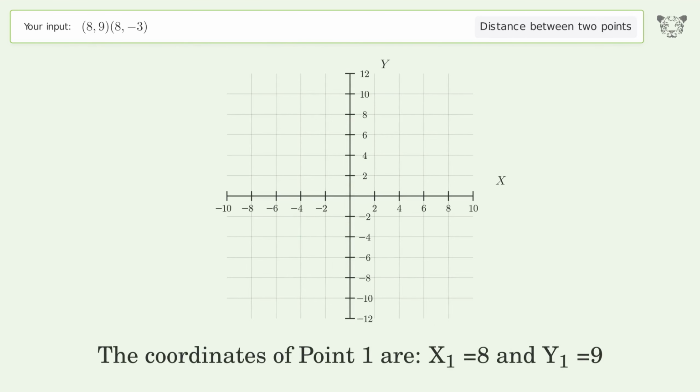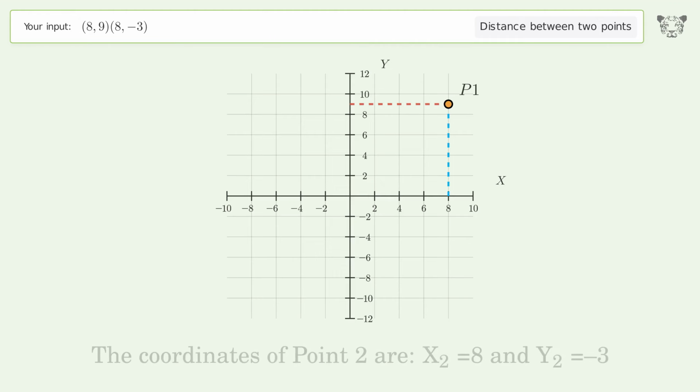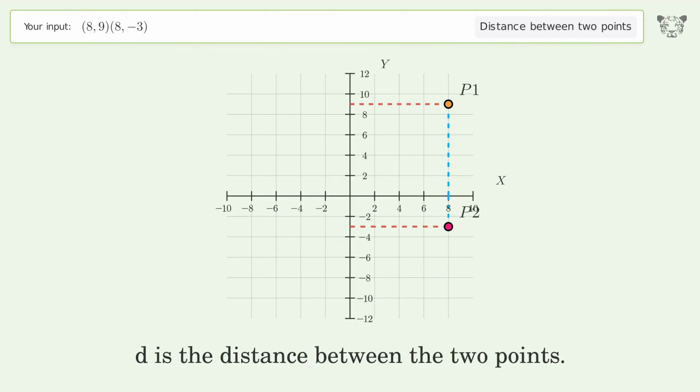The coordinates of point 1 are, x1 equals 8 and y1 equals 9. The coordinates of point 2 are, x2 equals 8 and y2 equals -3. D is the distance between the 2 points.